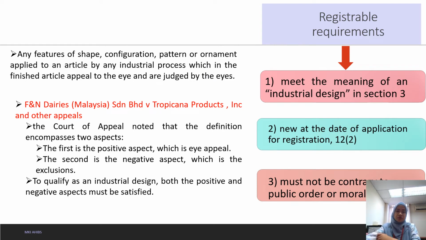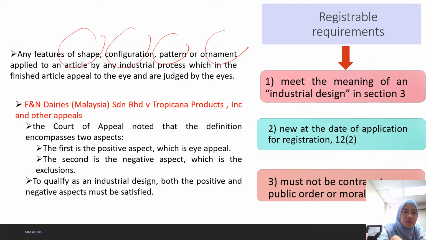Alright, so this is the requirement for a work to be protected under ID. Before we go to the requirement, let us take a look at the introduction. ID is actually any features of shape, configuration, pattern or ornament applied to an article by any industrial process, which must appeal to and be judged by the eye. Just like I mentioned just now, the concept of ID is actually about judging the appearance of that particular article or product. So that is why the finished article must appeal to and be judged by the eye itself.